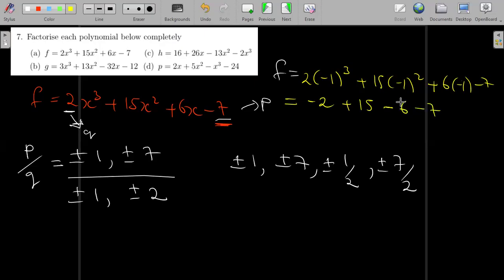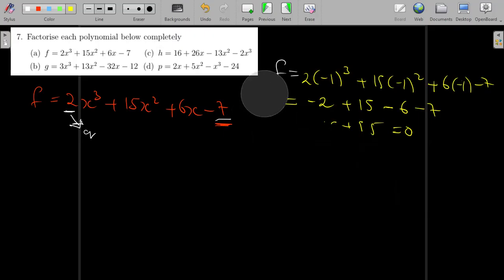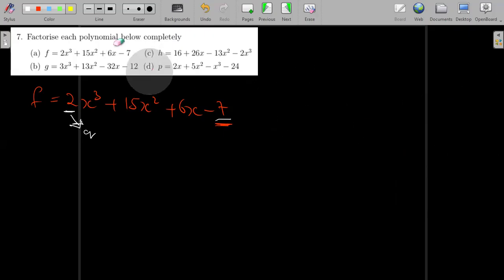I add these two here. So when I add these two, what do I get? -7 and -6 gives me -13, plus that there. This will give me -13 plus 15, and this gives me 0. So that means that -1 is actually a root of this polynomial. So if -1 is a root, I can get rid of this here and also this here. Let me remain with that equation there. So we found out that x equal to -1 is a root of this equation.